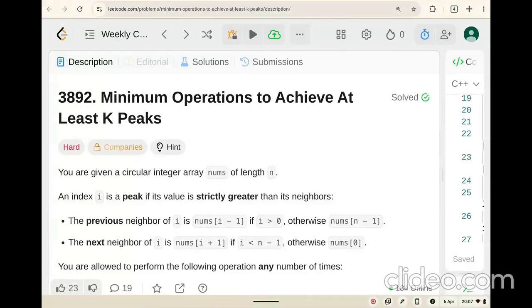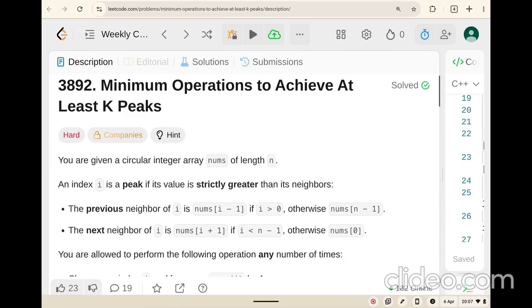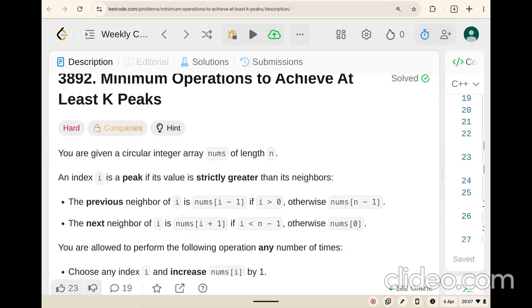Hello everyone. So the problem which we will solve now is minimum operations to achieve at least k peaks. The problem is hard marked and it is a good problem, right? Let's read the problem first.